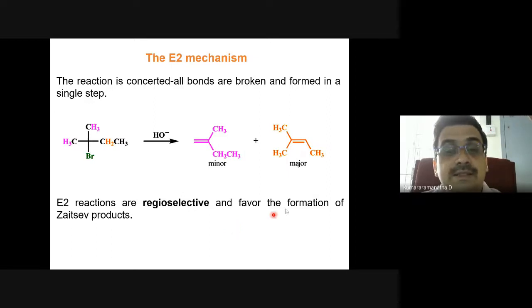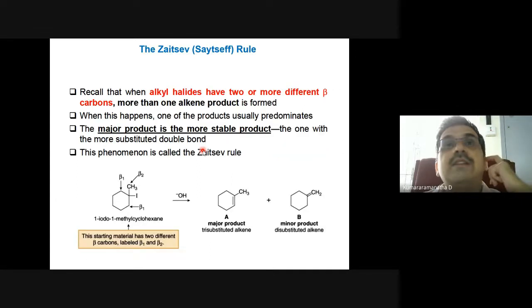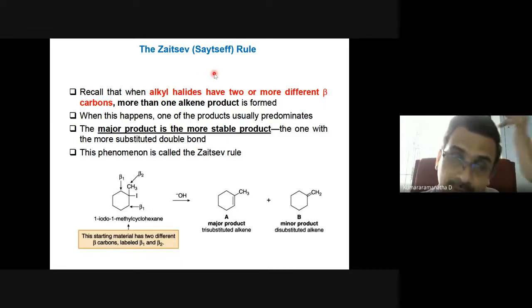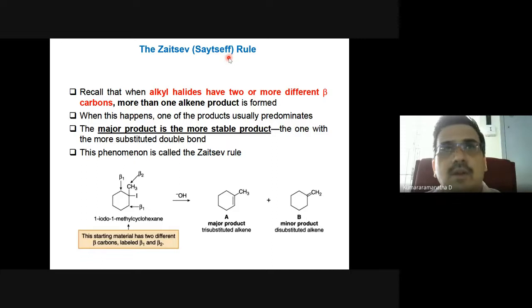So these reactions are regioselective. What exactly does regioselective mean? They form Zaitsev products. Now, this essentially brings us to the Zaitsev rule. The main reason I gave it is to make you understand that you are not supposed to pronounce it based on the letter Z.